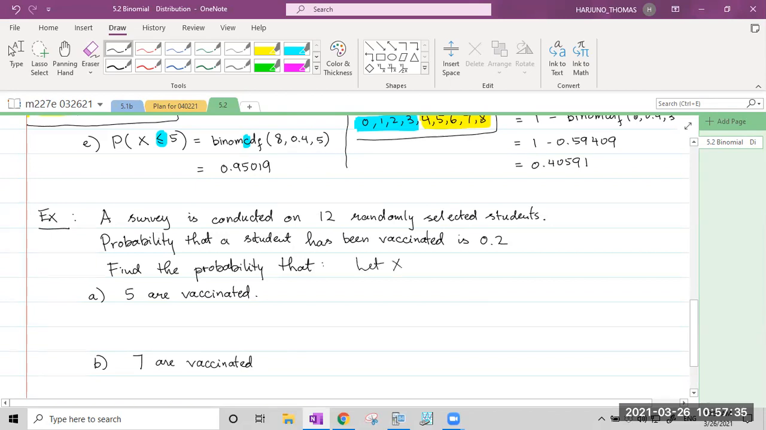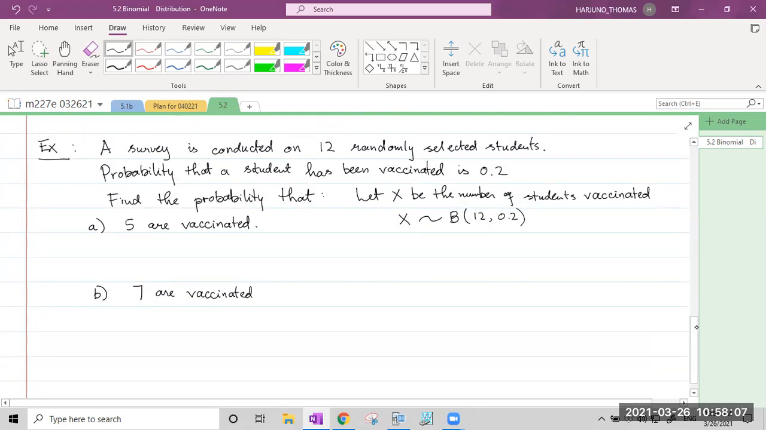Let X be the number of students vaccinated. So this X will be binomially distributed. Number of trials is 12. Probability of each success is 0.2. Now you compute the probability that 5 of them are vaccinated, 7 of them are vaccinated, part C, the probability that at most 6 are vaccinated.